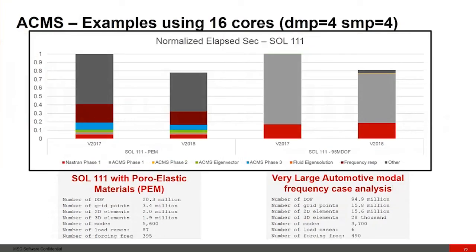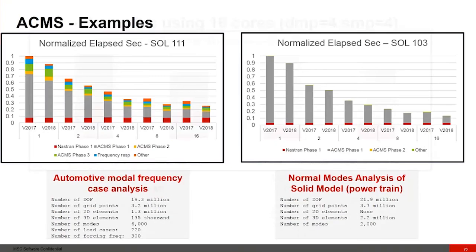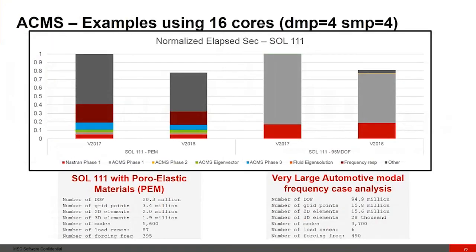And I also want to mention that for the right-hand side model, we were not doing much of outward requests. You can see how this chart highlights the ACMS phase 1. Here we have some examples of ACMS using 16 cores with DMP4 and SMP4 for versions 2018 and 2017. You can see the comparison.